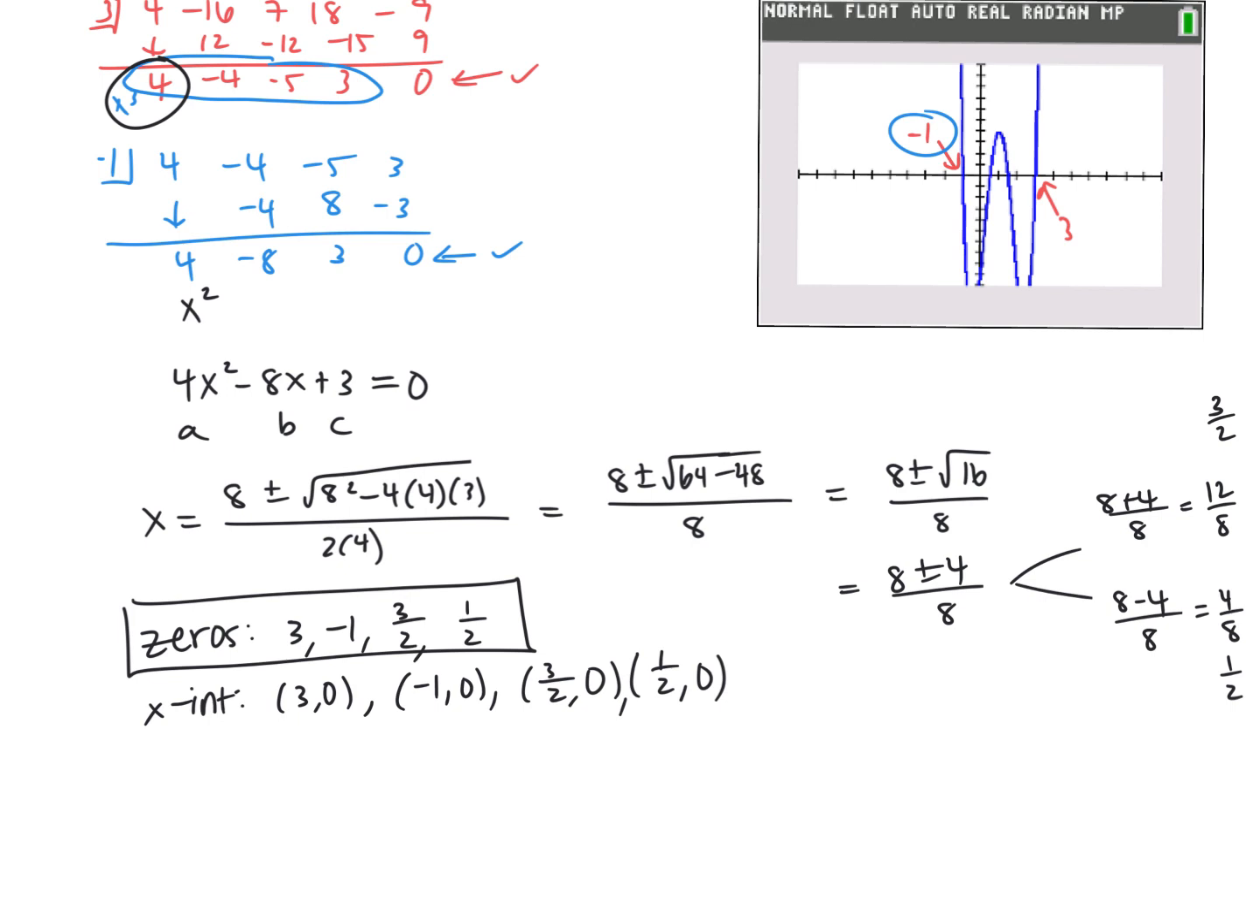Okay, in the examples we've done so far, every zero has been a real number. That's not always going to be the case. Sometimes you're going to have to use the quadratic formula. Sometimes you're going to end up with zeros that have an i in them. So just be aware of that.